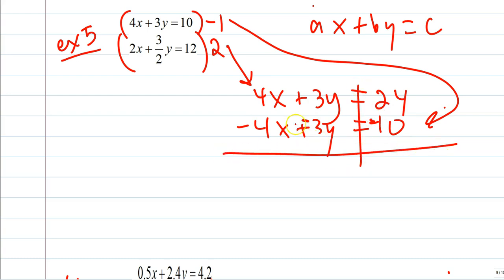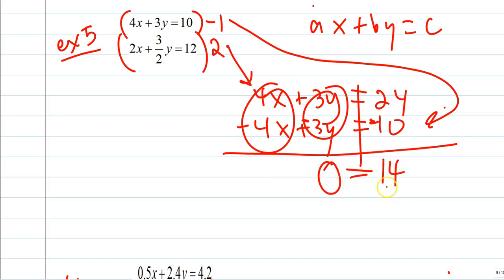Now we can start zeroing stuff out. Cancel, cancel, 0 equals 14. No, it doesn't. This is also no solution. When they're not equal, no solution.